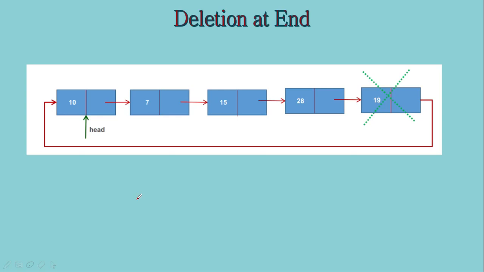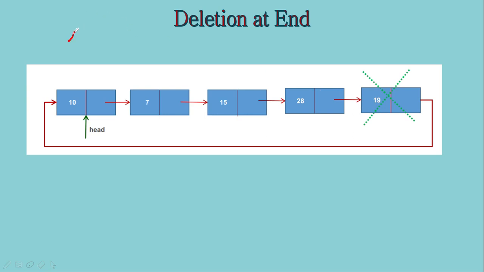Hi everybody, in this video we are going to discuss how we can perform deletion at the end in a circular linked list, and we will implement it using C++. So in a circular linked list, if we want to remove the last node, we have to remove this particular node which has 19, and the linked list should remain with its properties with the 4 nodes, right?